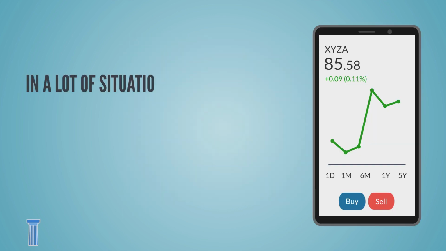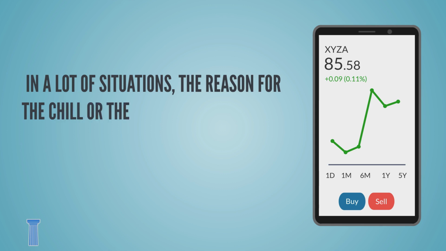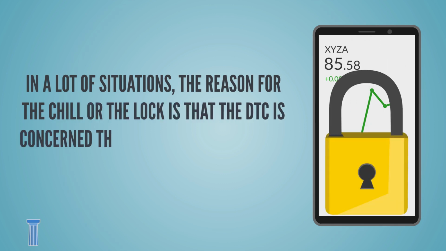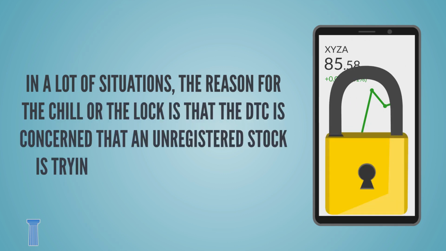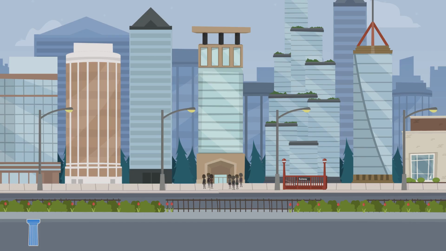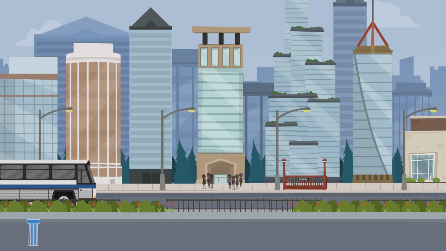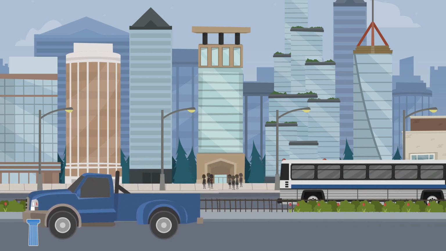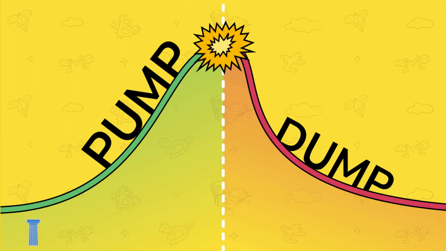In a lot of situations, the reason for the chill or the lock is that the DTC is concerned that an unregistered stock is trying to be sold on the market. A few other reasons include engaging in a reverse merger with a public shell company or being involved in pump and dump schemes.